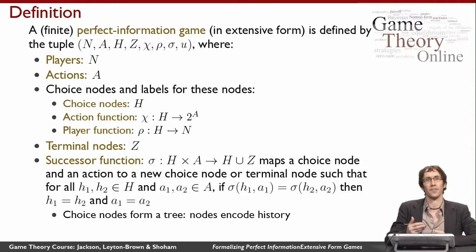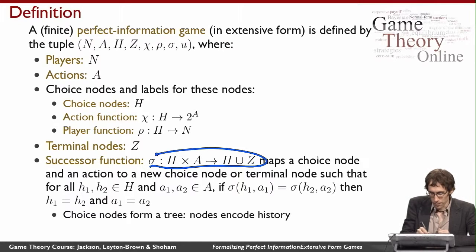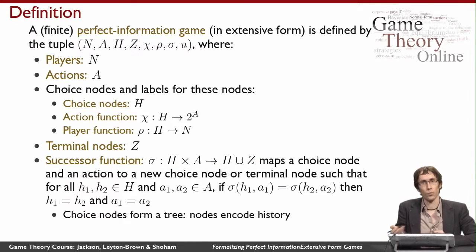Now we need the edges in the game tree. And we build those up using the successor function. So the way the successor function works is that it's a mapping from a choice node and an action that was taken in that choice node to a new node. And that new node can be either another choice node or a terminal node. And what we want is that the successor function combined with the nodes defines a tree.